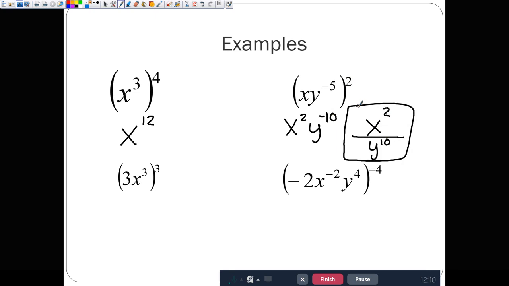Okay, so this 3 it's raised to the first power, right? So 1 times 3 is 3, so this can become 3 to the third. And then x is raised to the third power, but then raised again to the third power, so 3 times 3 is 9. And then what is 3 raised to the third power? 27. So this becomes 27x to the 9th.